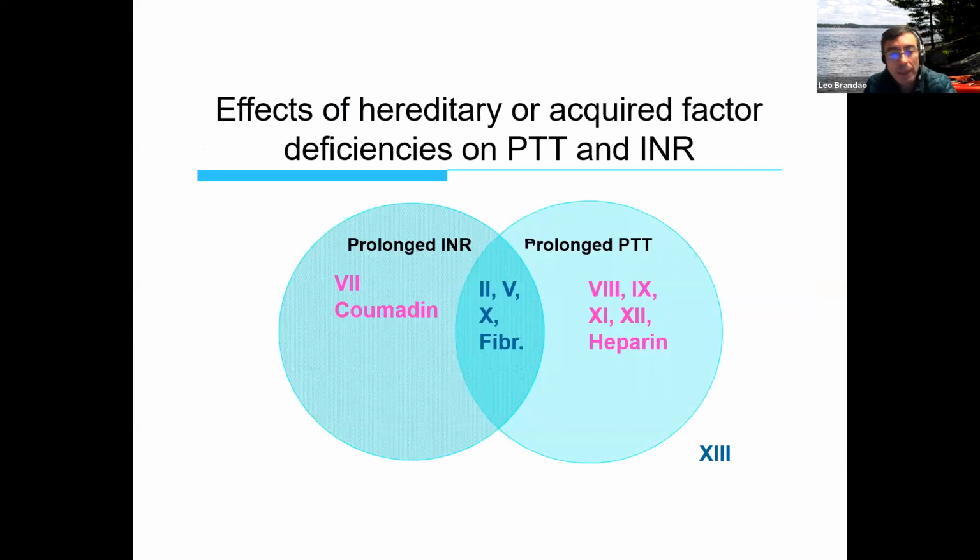Before we move to the last agent, as we have 14 minutes left, I want to bring to your attention other reasons that can also prolong the PTT and an INR that may affect the results when you're monitoring the PT or INR for warfarin, which is the third agent we'll review, or we monitor PTT for unfractionated heparin. So you can have deficiencies of the clotting factors 8, 9, 11, and 12, or deficiency of factor 7 that may prolong the INR.